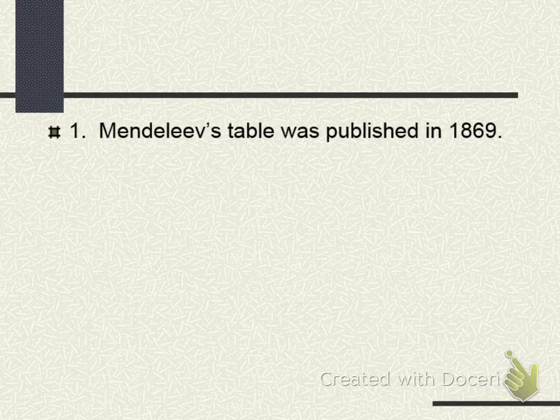periodic table. And in your notes, it's got a typo. It says 1896 for the date, so I need you to cross that out and change it to 1869. His first table was published in 1869.